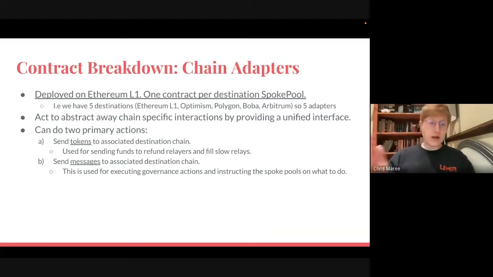And it can primarily do two things. It can send tokens to the destination chain, as well as send messages to the destination chain. And the reasons for those are pretty clear. Either we're rebalancing the system, so we're sending money to the layer 2s to actually refund relays or do slow relays, or we're sending messages to tell the spoke pools to do something such as repay a relayer, or to send money back to the hub pool.